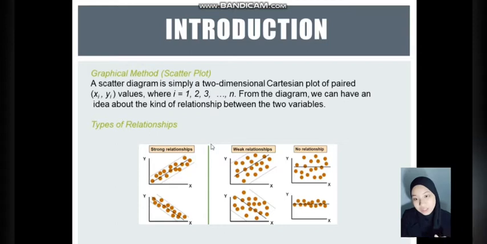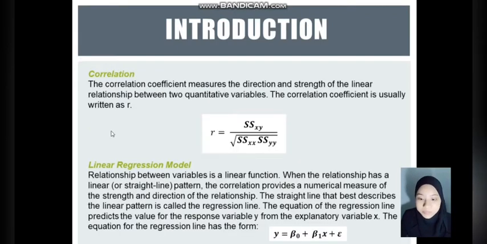So at the bottom of the slide, there is the type of relationship. We have three types of relationship: strong relationship, weak relationship, and no relationship. So to find the right relationship, you can see based on the graph.